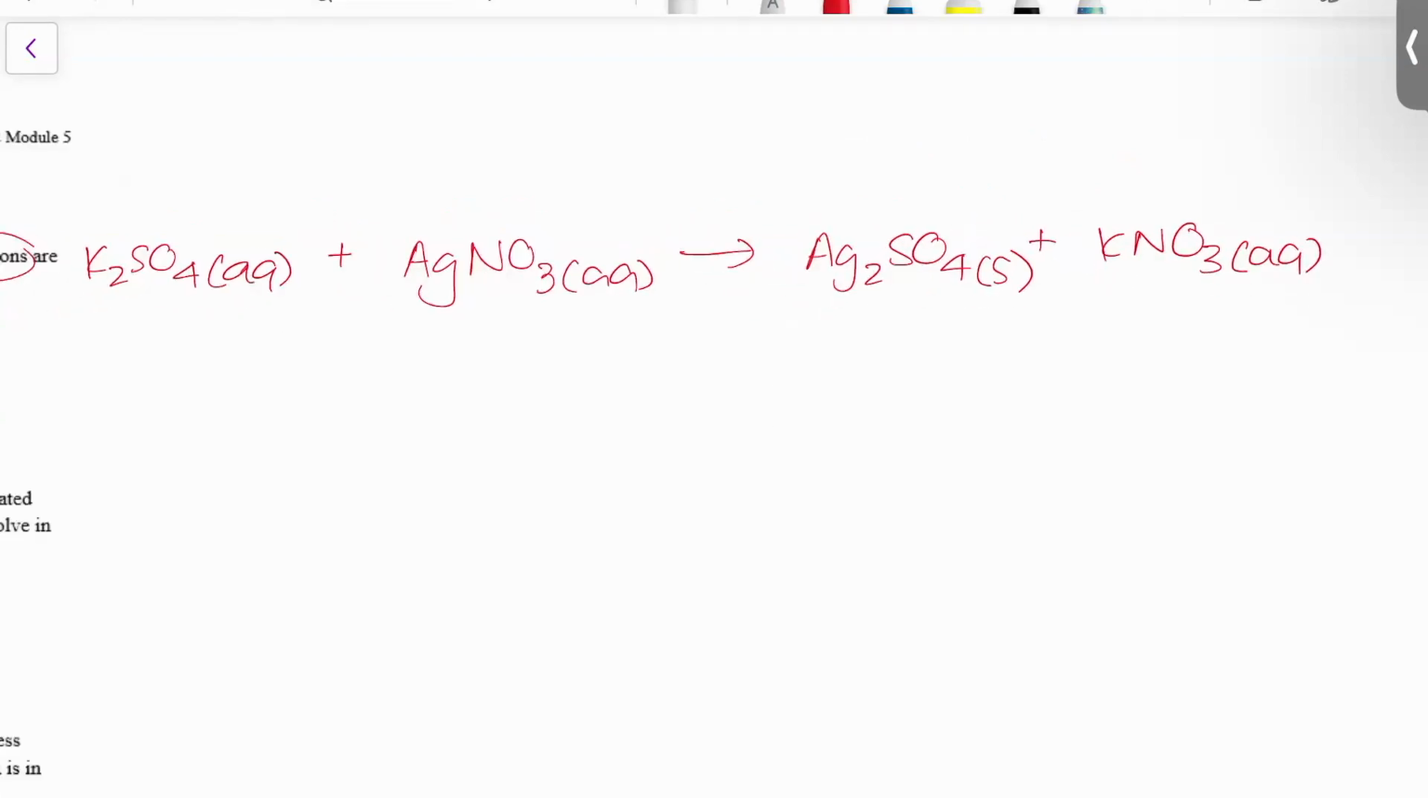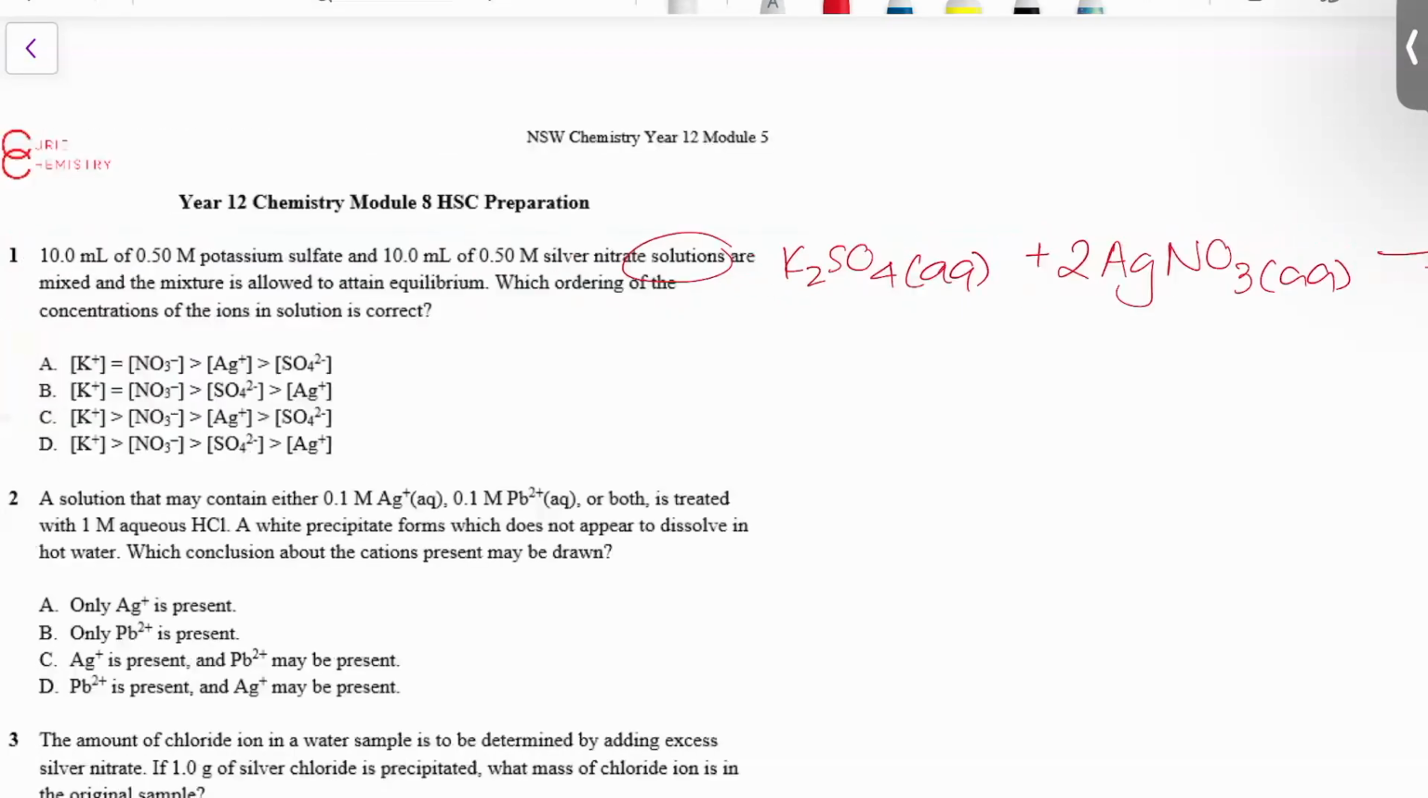Whenever I'm doing stoichiometry work with chemical equations, before I proceed, I need to make sure that it's balanced. How do I balance this equation? A 2 in front of the AgNO3 and a 2 on the KNO3. Yes. Okay, let's keep on going.